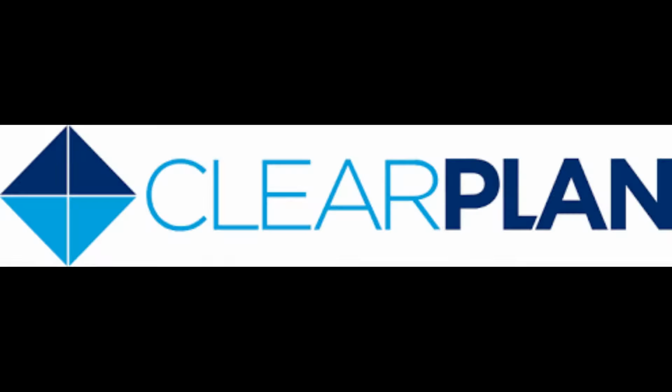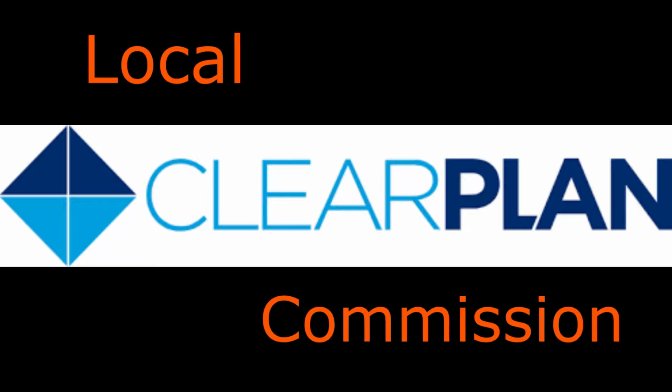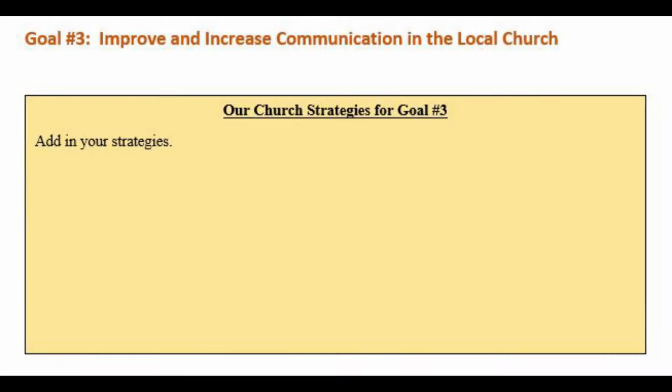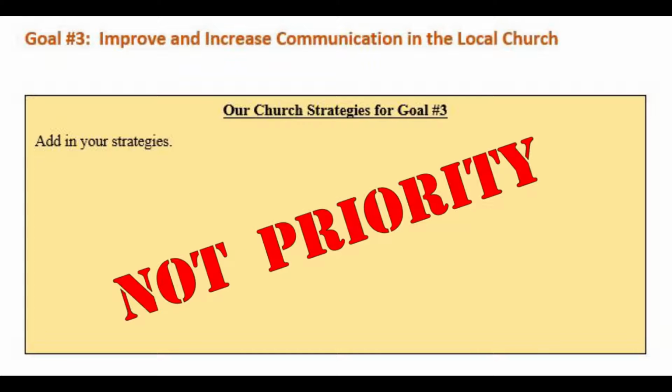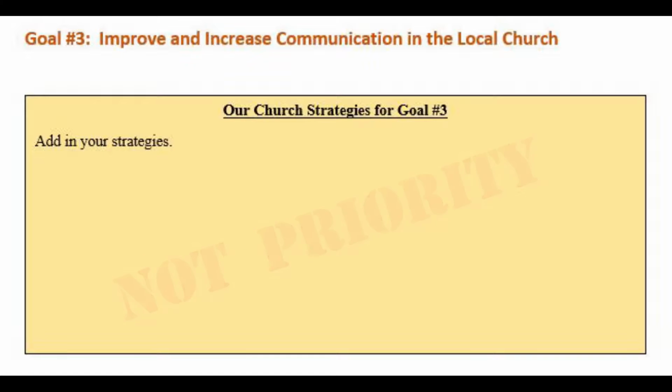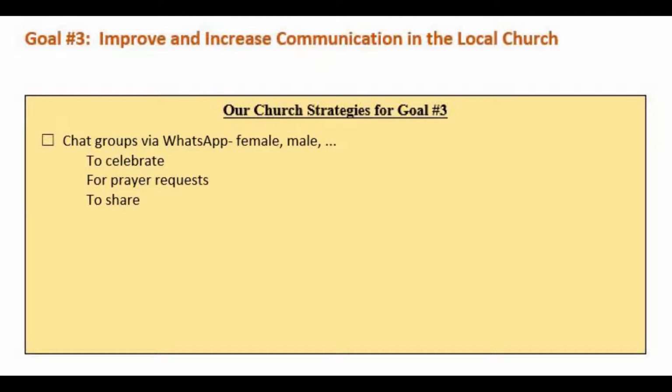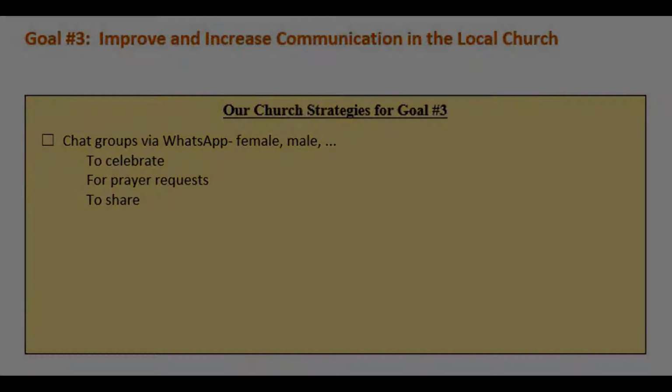You will now note that as a church, we have a clear understanding of what we plan to do at both the local level and at the commission level. I have nothing to copy into the other 4 boxes, since these goals are not yet our priority. I might note that perhaps we could have placed the chat group strategy in the improving and increasing communication goal, but initially it was a nurturing the church goal. Perhaps in a future evaluation meeting, we might move it into that goal box.